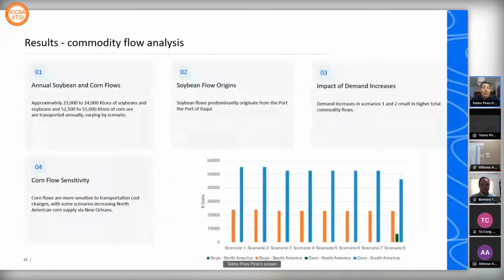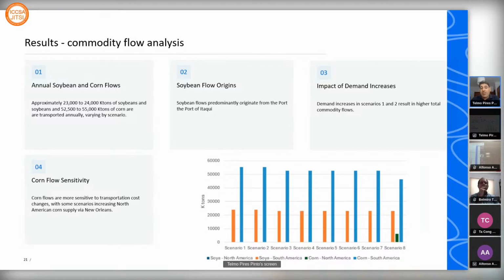In this slide, we provide an overview of the annual flows of soybeans and corn. We'll try to highlight the key points about their origins, sensitivity to transportation costs, and the impact of demand changes. We have a lot of results, so here we are just presenting a brief comment. Firstly, more than 20,000 tons of soybeans and more than 50,000 tons of corn are transported each year, with these amounts varying depending on the scenario.